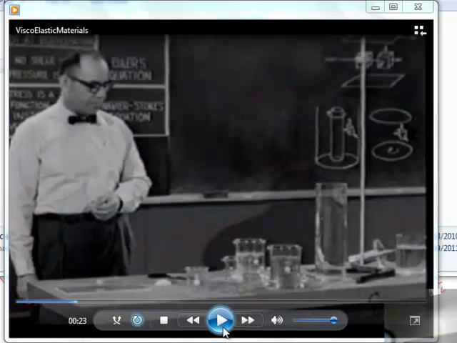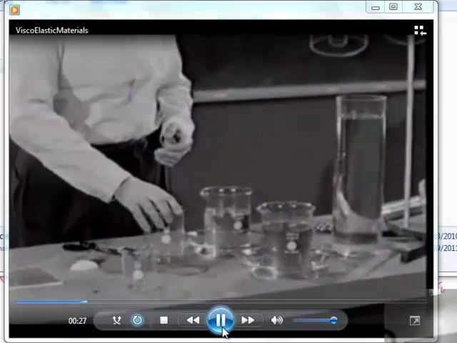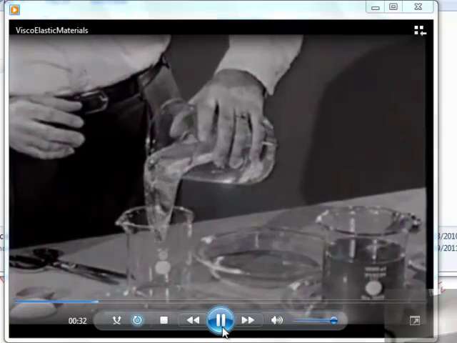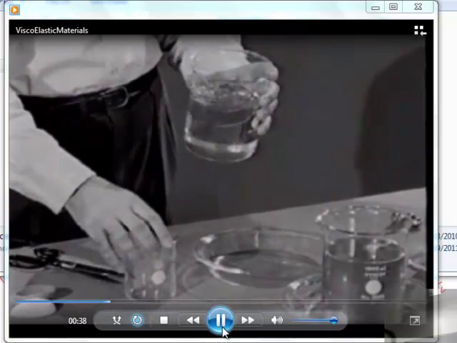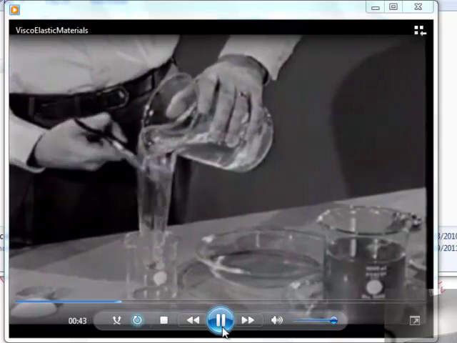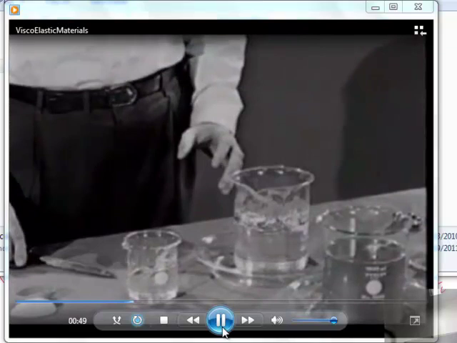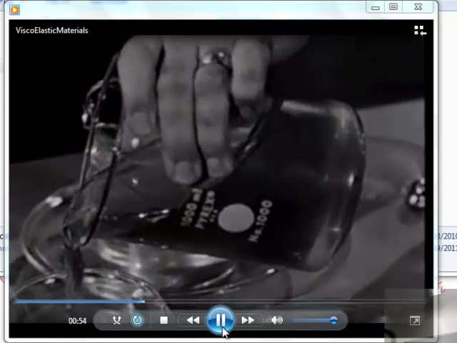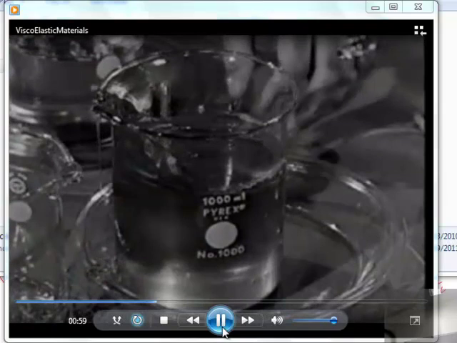Here's a viscous material which I can pour into this beaker. No, I think I'll use this beaker instead. I can even cut it to length. Honey has a high viscosity, but no elasticity.